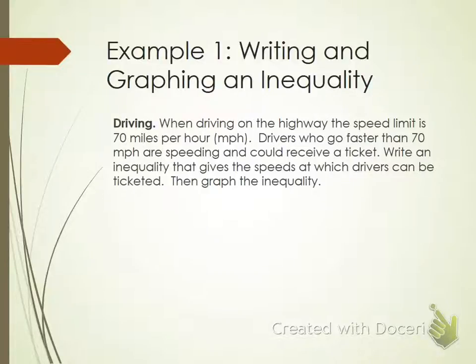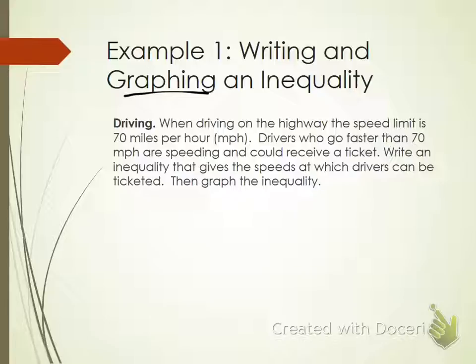I want you to try this one. When driving on the highway, the speed limit is 70 miles an hour. Drivers who go faster than 70, or speeding, could receive a ticket. Write an inequality that gives the speeds at which drivers can be ticketed. Then graph it. So now we're going to graph this solution after we write the inequality.